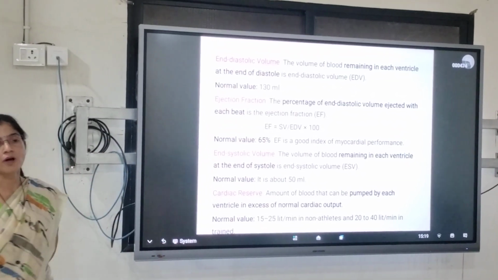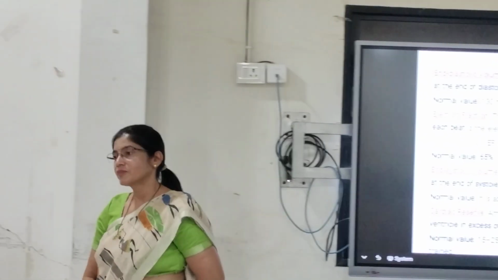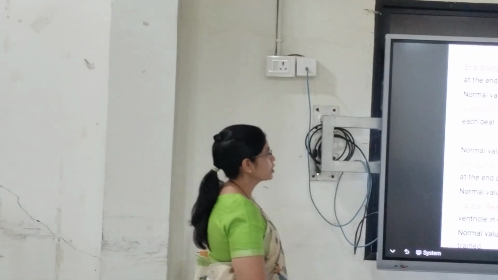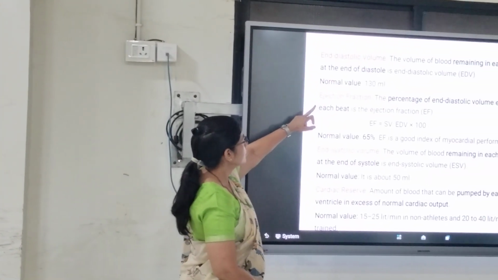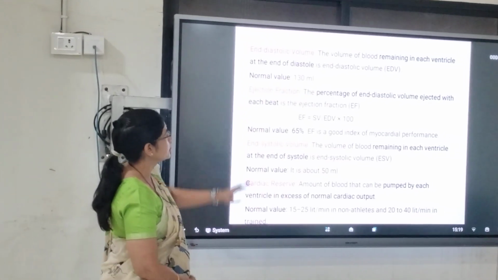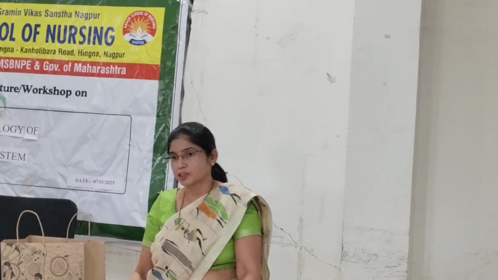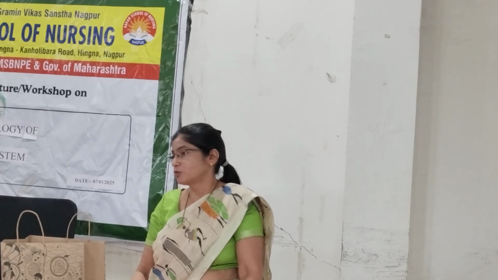End diastolic volume. How will you define end diastolic volume? It is the amount of blood present in the ventricle at the end of diastole, about 130 ml. Now you are able to calculate the ejection fraction. Ejection fraction is very important. When a patient with any heart disease or myocardial infarction comes to you and you do echocardiography, one important parameter is the ejection fraction. How much of the blood is ejected?